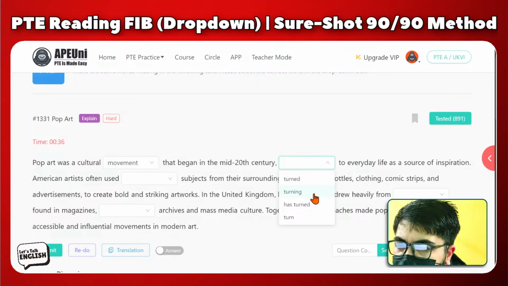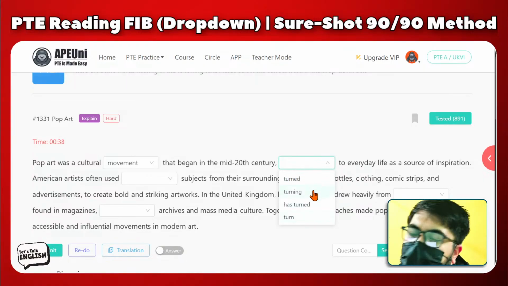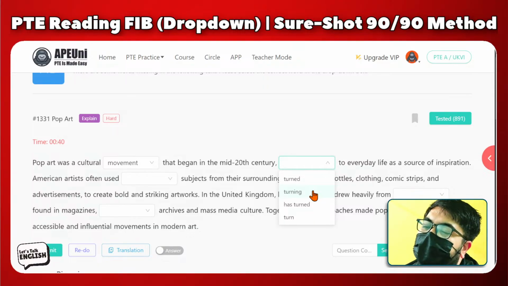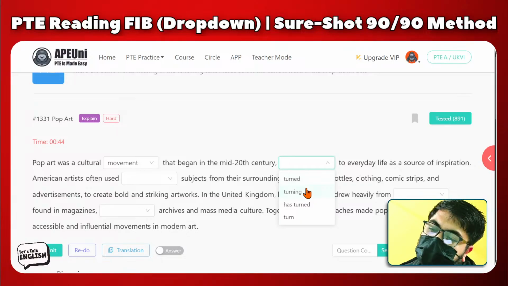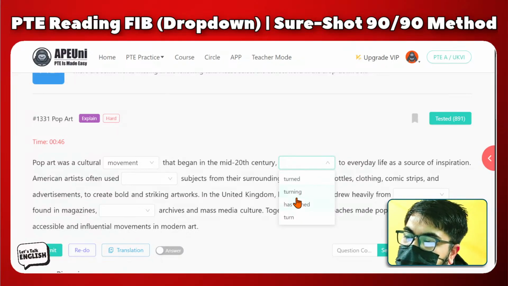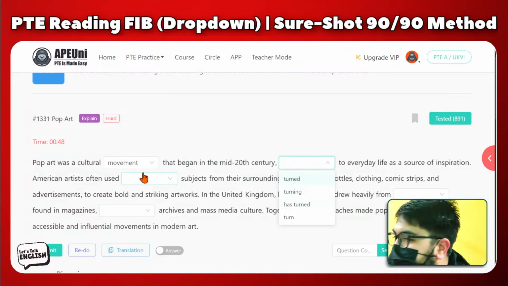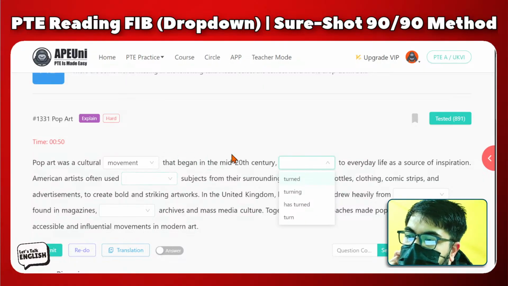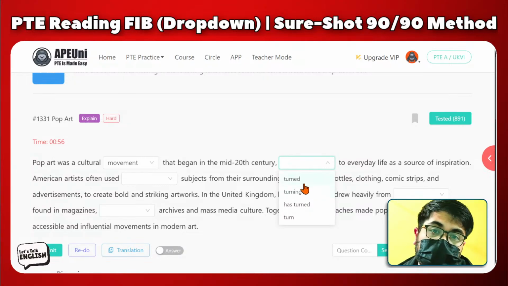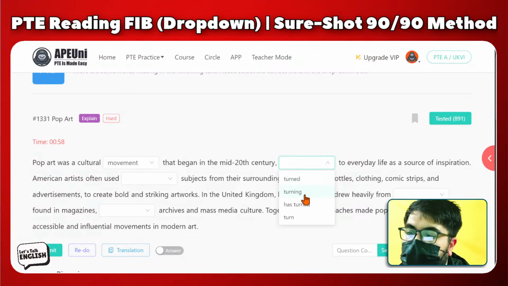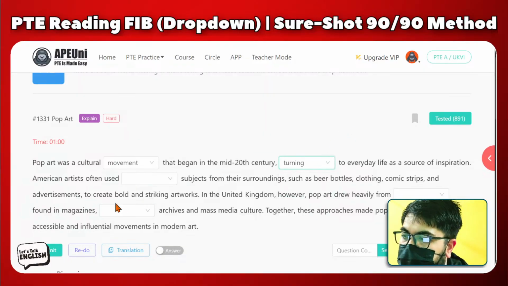Turned, turning, has turned. Okay, sorry. Right. The thing is, this is the first blank in a series of blanks that should be answered based on the grammar rules. And here it says pop art was a cultural... So it's showing over a continuous series of time. When you are showing something for a continuous period of time, you're supposed to use present, past, or whatever continuous. So here it will be turning.